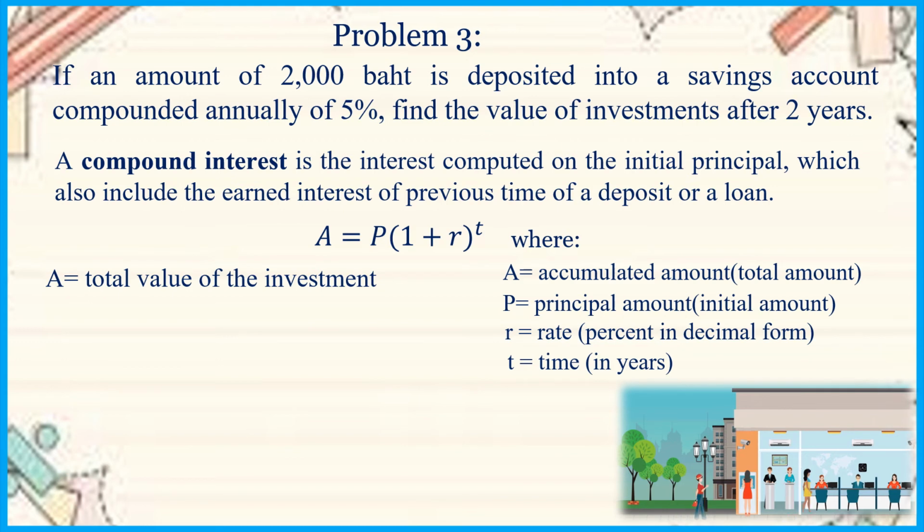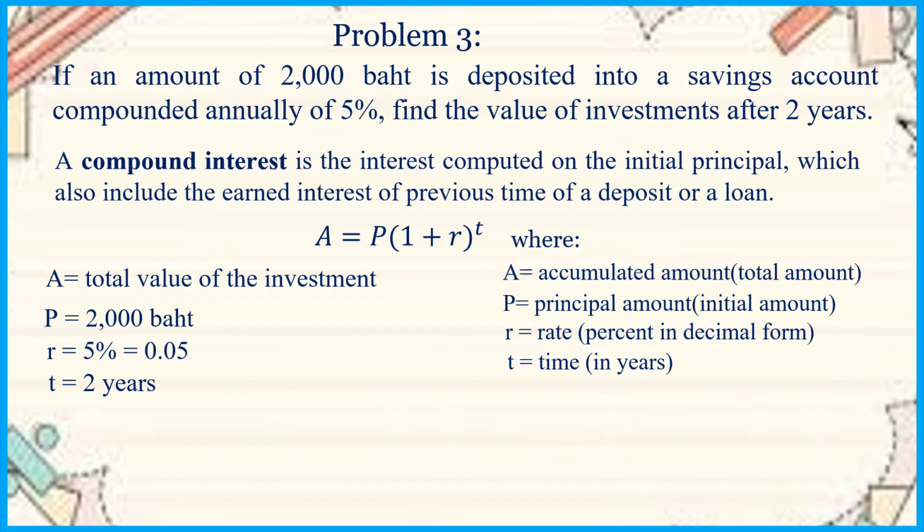A is the total value of the investment, which we are going to solve. P is equal to 2,000 baht. R is equal to 5%, which in decimal is equal to 0.05. And T is equal to 2 years. Substituting all the values in the formula, we will be having A is equal to 2,000 times 1 plus 0.05 to the power of 2, or squared.